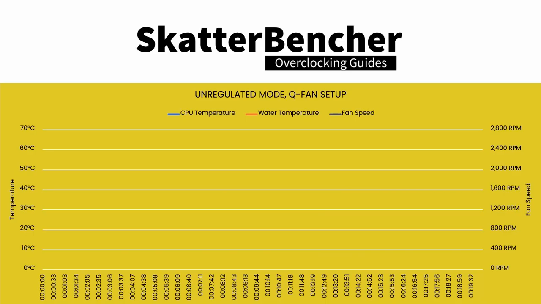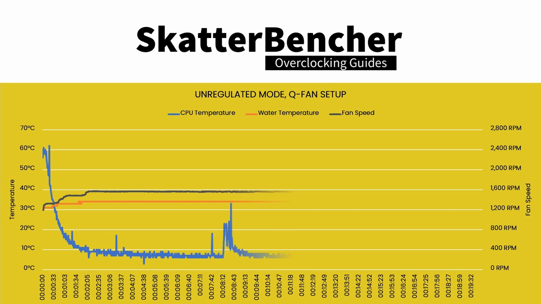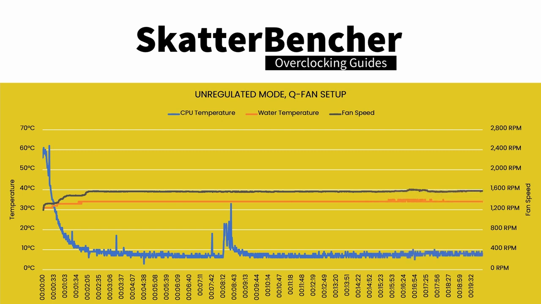This ensures that the radiator fans follow the actual water temperature increase monitored by the T-sensor. With the Q-fan configured to increase the fan speed according to the water temperature, we see there are no more overheating issues. The water temperature remains stable at around 34 degrees Celsius, keeping the CPU around 10 degrees Celsius with the fans spinning at about 1600 RPM.